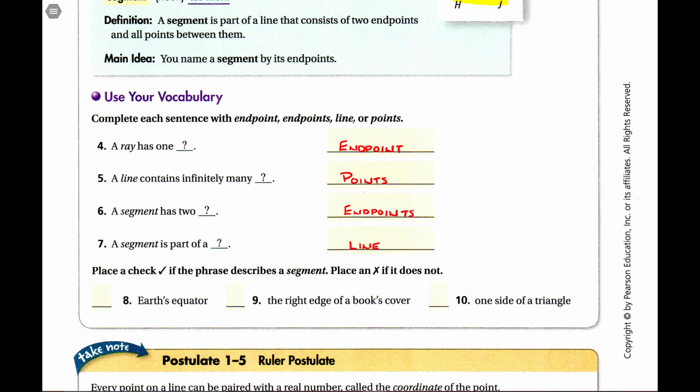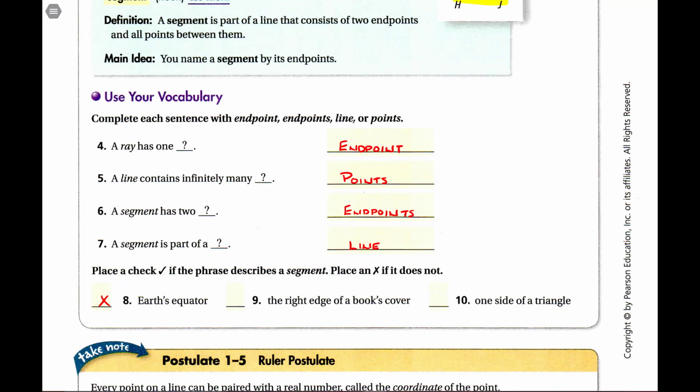And then for the next three, we want to place a check mark to determine whether or not the phrase describes a segment, and we'll place an X if it does not. The Earth's equator would not be a segment because, one, it's round, and two, if we picked a point on the equator to start, when we come back around, our starting point and our ending point are exactly the same. So the Earth's equator is not an example of a segment, one because of the curve, and two because it would only have one point in space to start and end at.